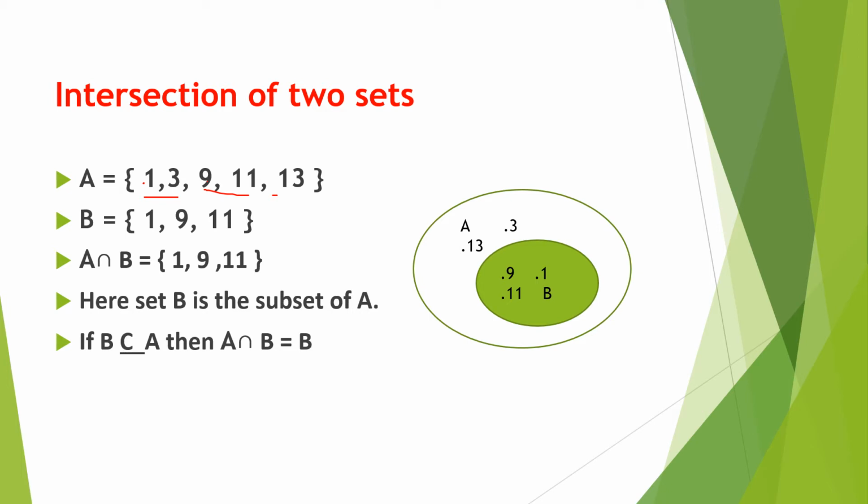If B is a subset of A, then A intersection B is B. See, this set contains all the elements of set B. So it is the intersection. The Venn diagram of this set will be like this. This will be the set A and the green part is set B and it is also the intersection of A and B. So this green part is the intersection of B and A.